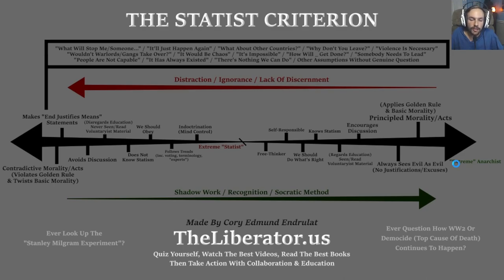It would be chaos. It's impossible. How will blank get done? Somebody needs to lead. People are not capable. It has always existed. There's nothing we can do. And then there's a bunch of other assumptions, of course, that people will make without genuine questions. If somebody's asking the question genuinely, great, but for everybody that I've talked to within my own life who falls under the statist criterion, they make these assumptions. They don't ask them as genuine questions.